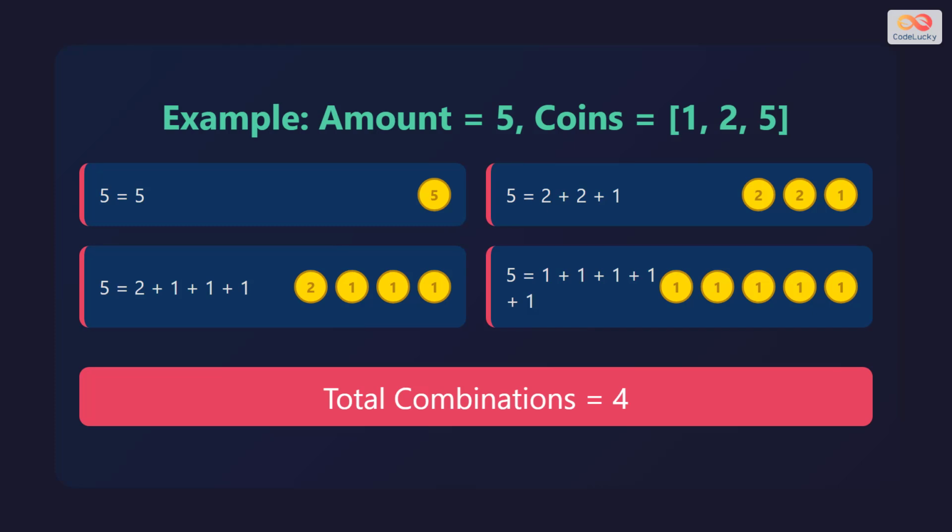Let's look at an example to make this concrete. Suppose the amount is 5 and your coins are 1, 2, and 5. We can make 5 using just a single 5 coin, or 2 2s and a 1, or a 2 and 3 1s. Finally, we can use 5 1s. That gives us a total of 4 distinct ways.